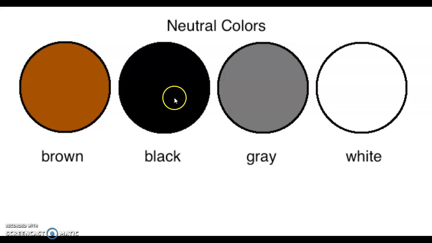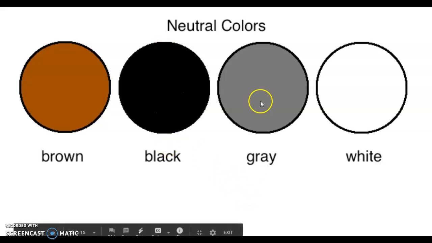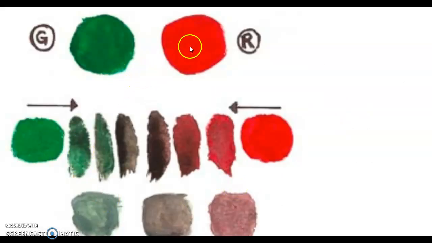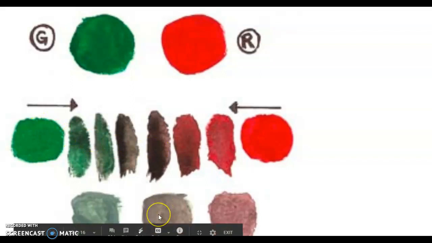And we talked about mixing black with a color is a shade, mixing gray with a color is a tone, and mixing white with a color is a tint. And then here's just an illustration of how you can mix complementary colors together, red and green, to make a neutral color.